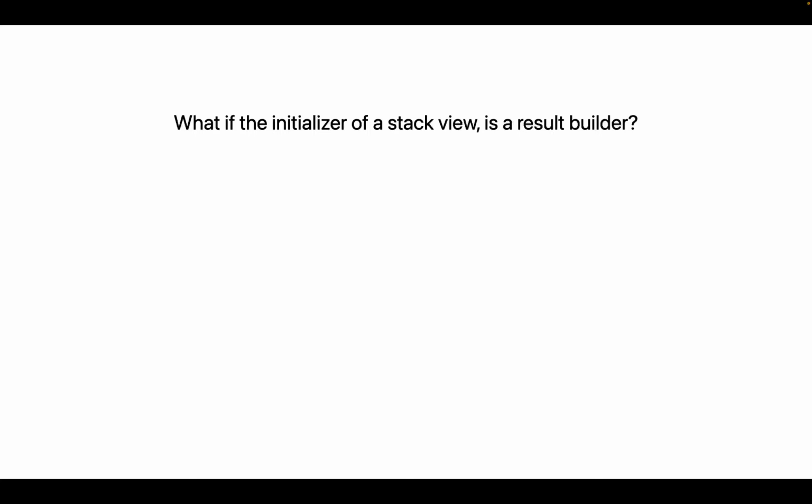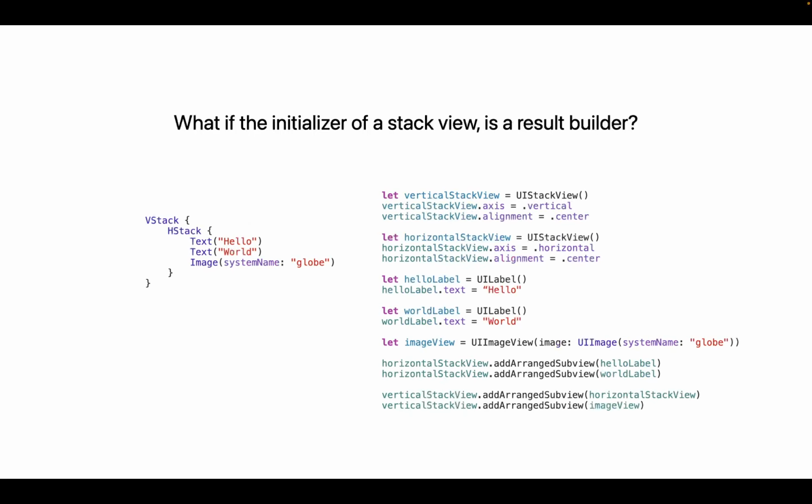Compared to what we had before, I need to correct this as well. What we had to do before is create the vertical stack view first, and then specify the axis of that. We need to change the alignment, do the same for the horizontal stack view, and then we create a hello label, a world label, and the image view. And then we need to add all of them to the arranged subviews array of those stack views. We have to do all of that, but with result builder, we can just simply write these few lines and we have everything ready.